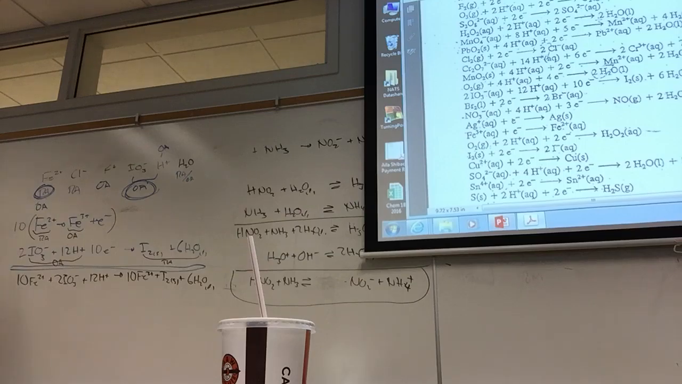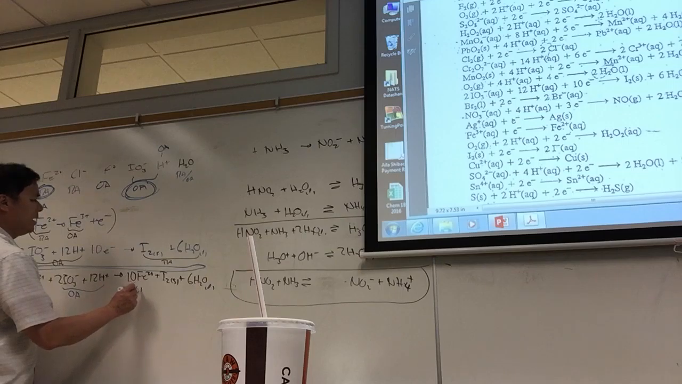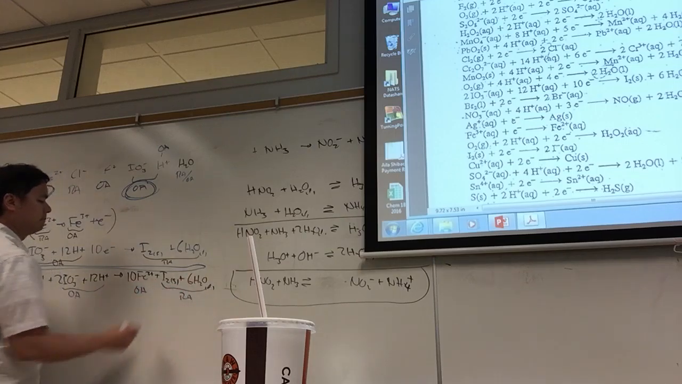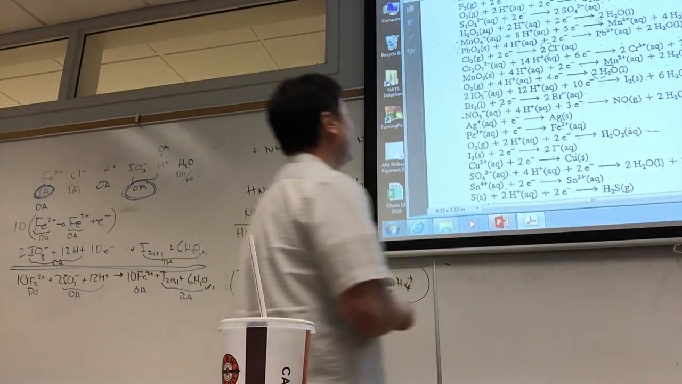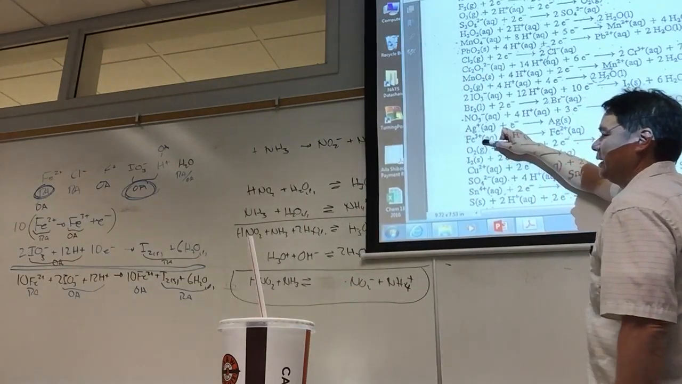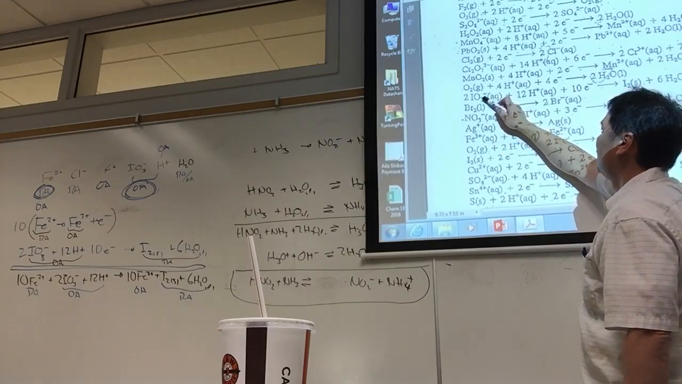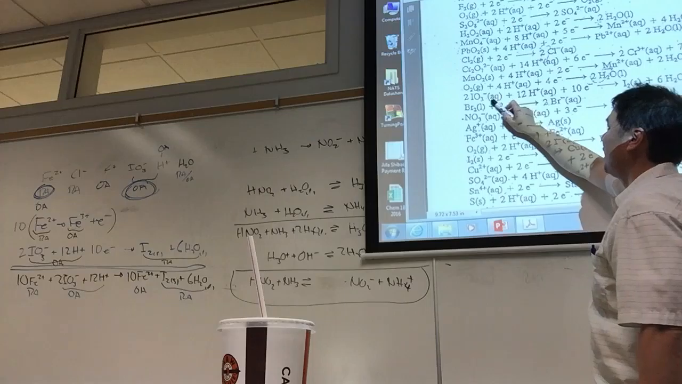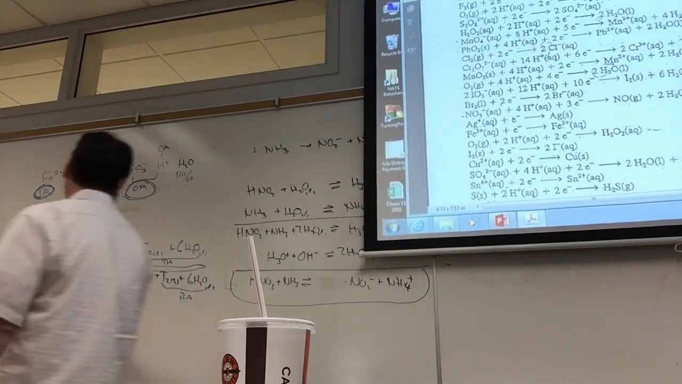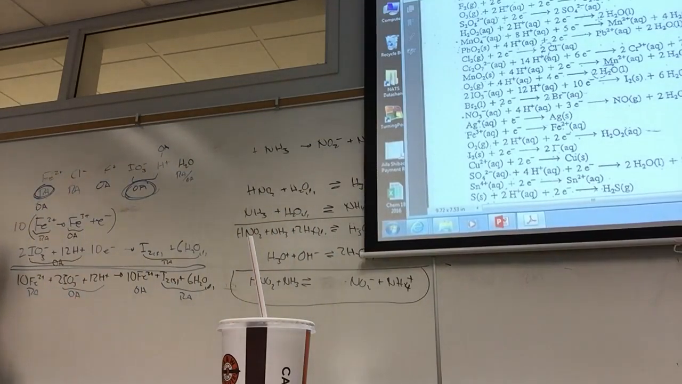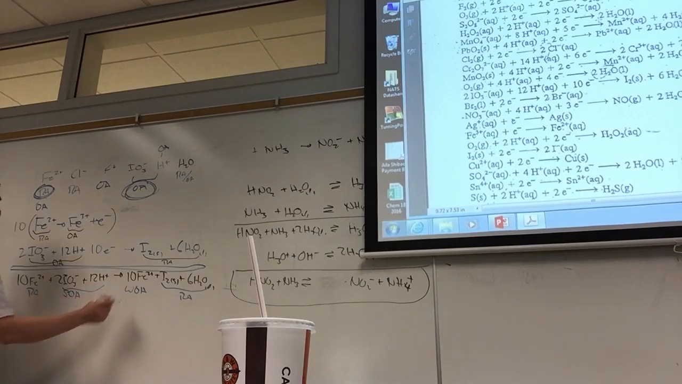And so we'll label these. This is our RA, this is our OA. This will be our OA, this will be our RA. And then we compare. We compare either the two OAs or the two RAs. Let's compare the two OAs. Iron 3 on the right versus iodate and H plus on the left. It looks like iodate and H plus is a stronger oxidizer than iron 3. So we say that this is stronger, this is weaker.